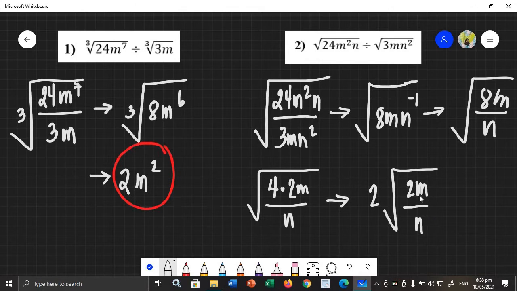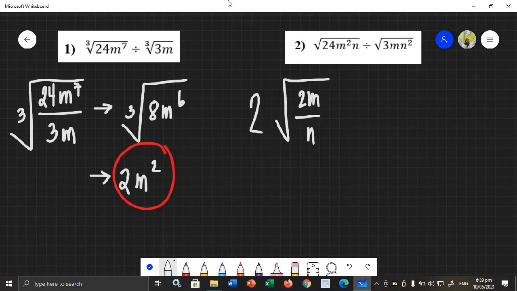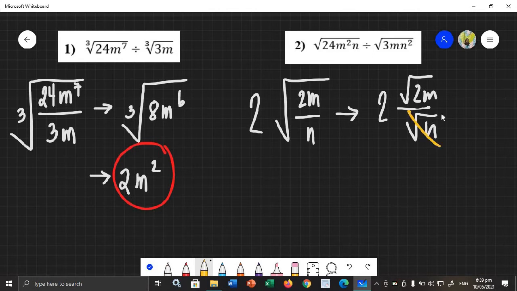But again, when we talk about simplifying radicals, I mentioned last time that if the denominator is a radical, you still need to rationalize that denominator. So you have 2 square root of 2m over n. As you can notice, it can also be written like this: 2 square root of 2m over square root of n. And this denominator, we cannot write it like that. The denominator is not allowed to be a radical. So what will happen is we need to rationalize the denominator.